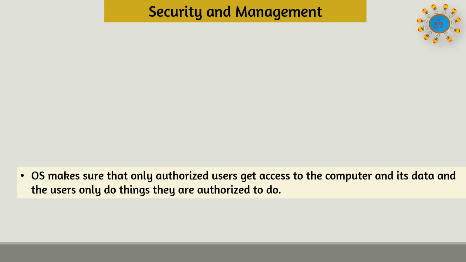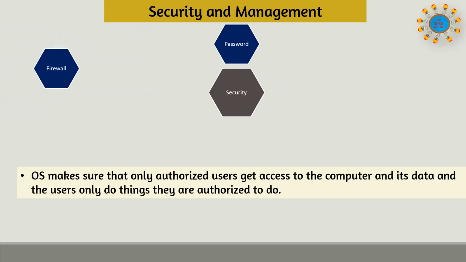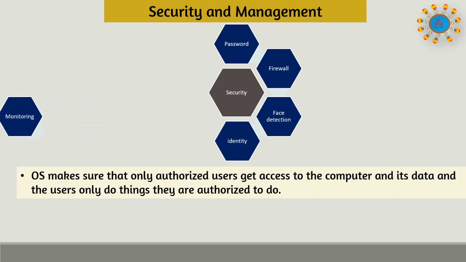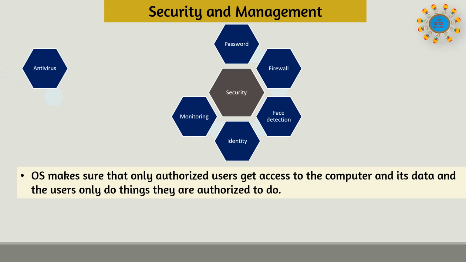In the operating system, the security management system makes sure that only authorized users get access to the computer and its data, and that users only do things they are authorized to do. For example, if you have given a password to the computer, without typing the particular password, you cannot open the computer. Antivirus software, firewall, face detection, monitoring, identity, so many things are there for protecting the computer.